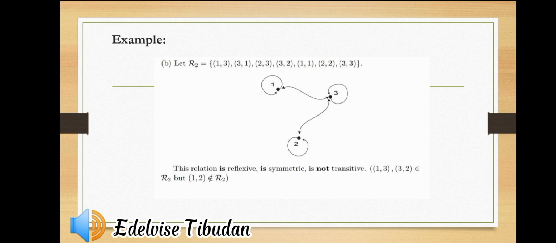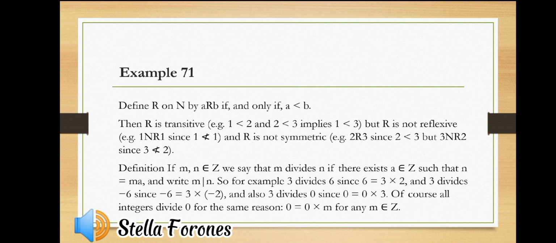(3,1) is an element of R, and (1,3) is an element of R. Hence R is symmetric. Since (3,1) is an element of R and (1,3) is an element of R, but (1,1) is not an element of R, hence R is not transitive.